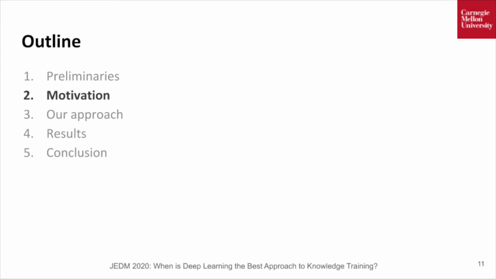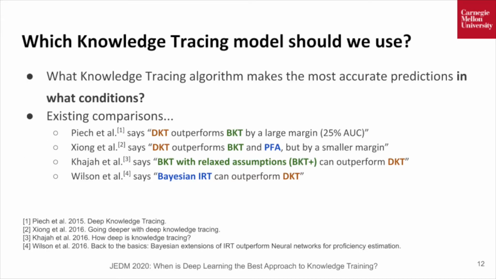Now that we've covered a little bit of background on knowledge tracing, I will motivate the problem we address. So, which knowledge tracing model should we use? Or in other words, what knowledge tracing algorithm makes the most accurate predictions in what conditions? The original deep knowledge tracing, DKT, paper claimed that DKT outperforms Bayesian knowledge tracing, BKT, by a large margin of 25% AUC, a measure of prediction accuracy.